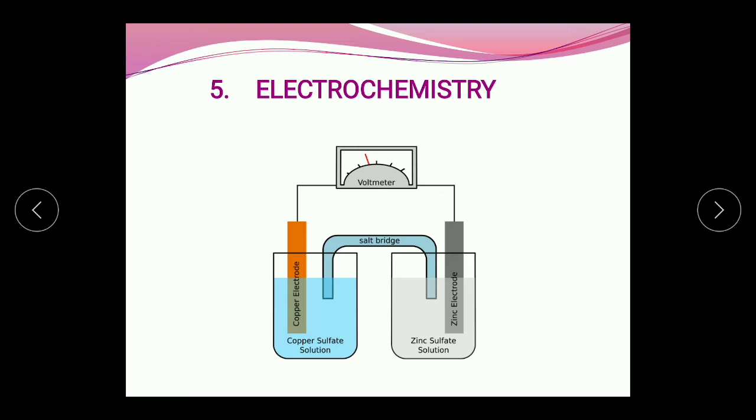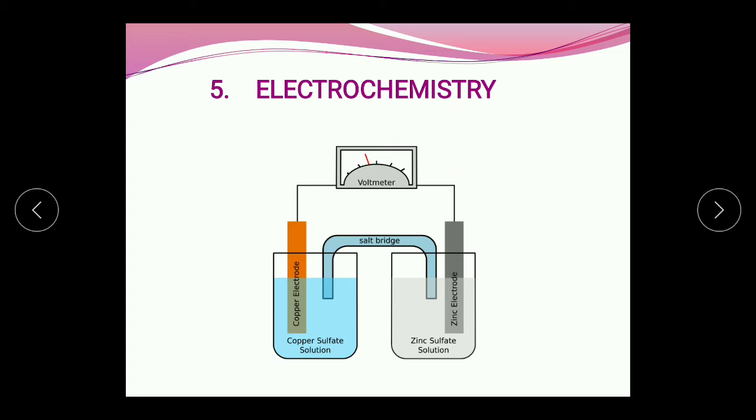Only three examples you have to remember. That means acid, base and salt. These three are electrolytes. Any of them can be taken as an electrolyte. So, in an electrolytic cell, two electrodes are dipped or immersed in a solution of electrolyte.